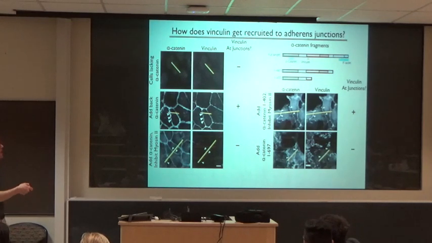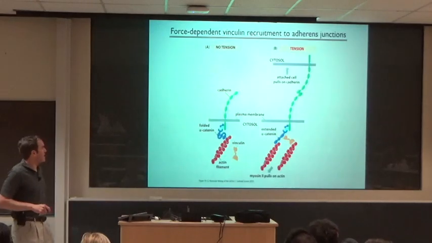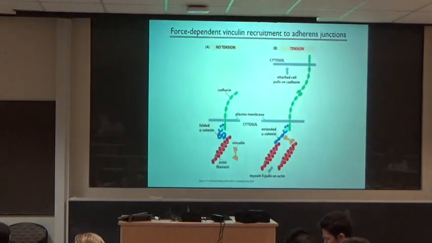Okay? So then in order for vinculin to bind, it must be exposed by something. And what it's exposed by is force, by myosin pulling on F-actin, generating tension, and physically unfolding the protein. So here's that conclusion in cartoon format. When there's no tension, alpha-catenin is all folded up and the vinculin binding site is blocked. When tension gets exerted on alpha-catenin, it exposes that binding site and allows vinculin to be recruited.